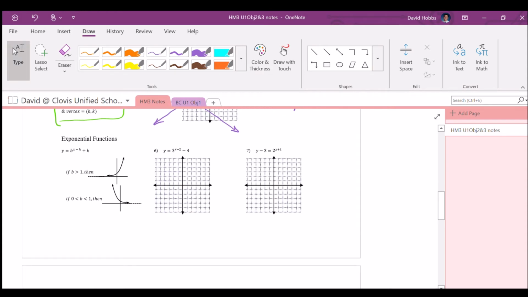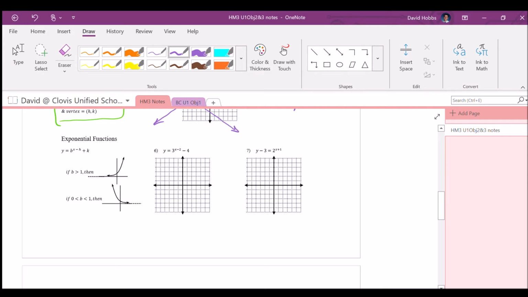Okay, exponential functions. Now remember I told you that the a value out in front is just going to be a 1. So really y equals b to the x minus h power plus k. Now again, if b is greater than 1, it's this basic shape. If b is between 0 and 1, it's this basic shape where it's coming from high and going low.